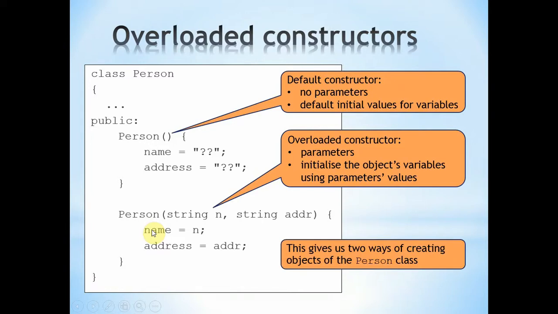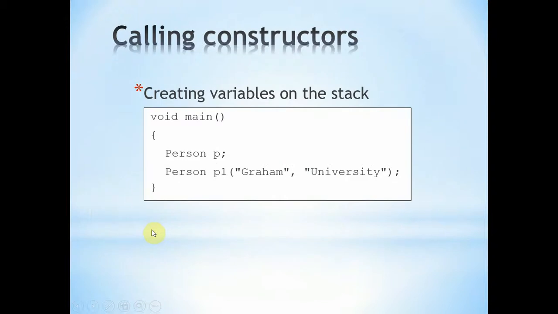So this gives us two ways of creating objects of the person class. If we were going to create some variables on the stack, then we could do this in two ways because we have two constructor methods. The first way is simply to declare person P, and because we're not providing any parameters at all, that will automatically call the default constructor. In the second example, person P1 is declared and we're providing in brackets two parameters and therefore we're calling the overloaded constructor.